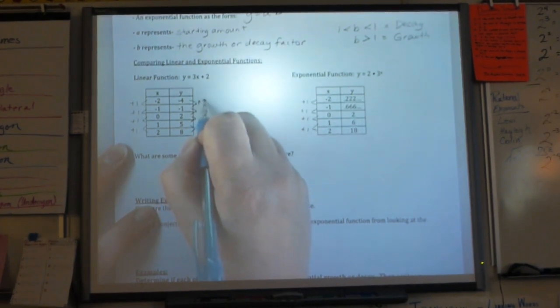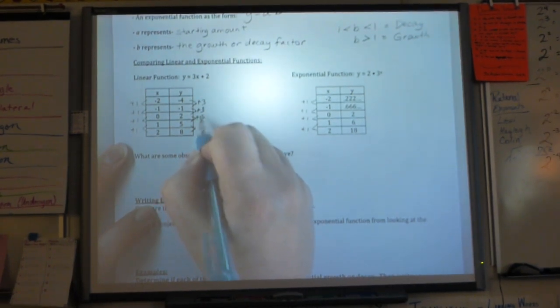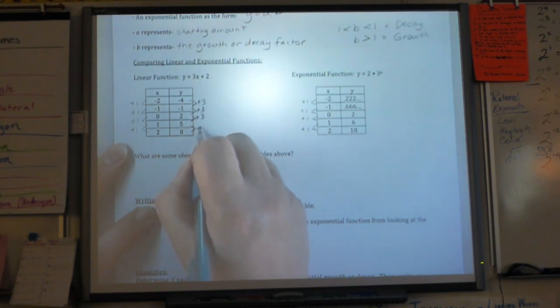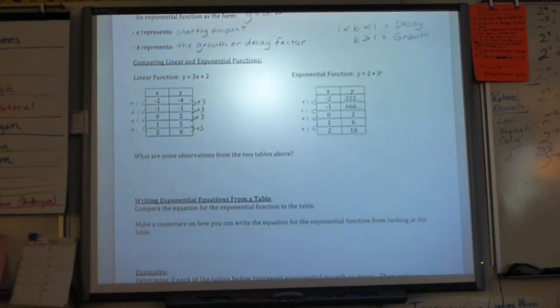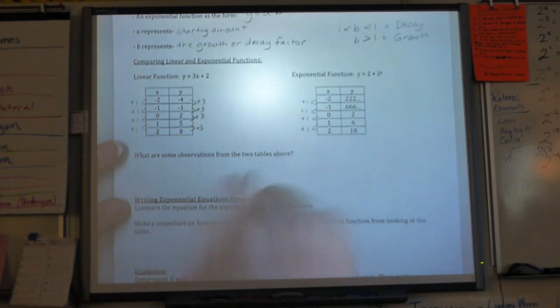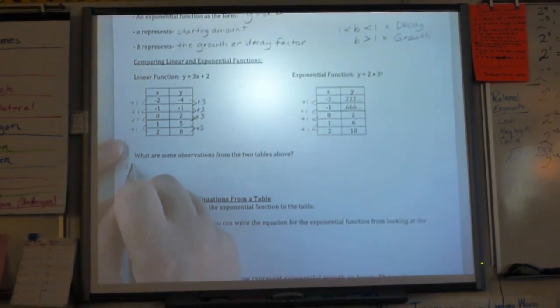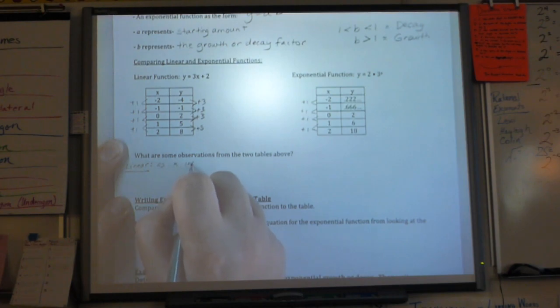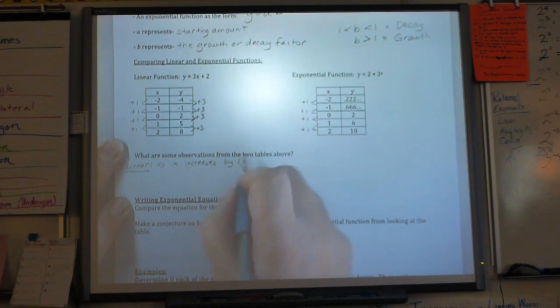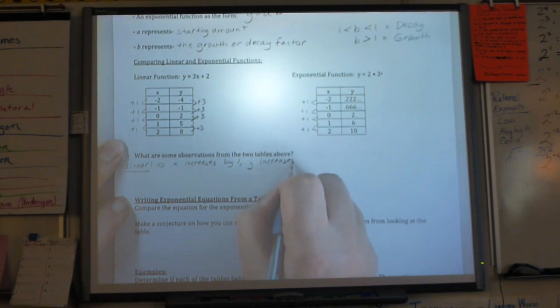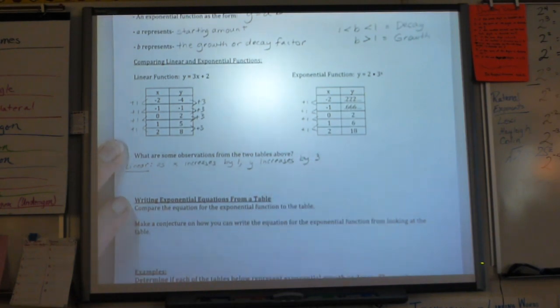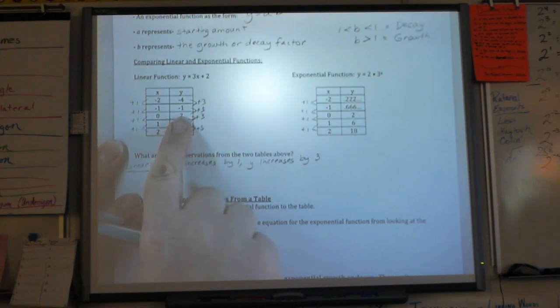Increasing by 3. Good. As x increases by 1, y increases by 3. So we have a constant rate of change. Okay? So with the one observation for the linear function, as x increases by 1, y increases by 3. Okay, our starting amount is 2.